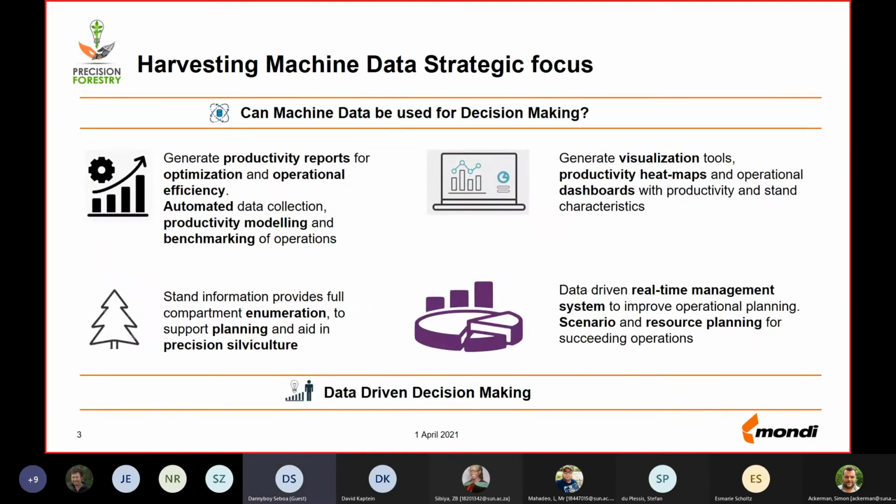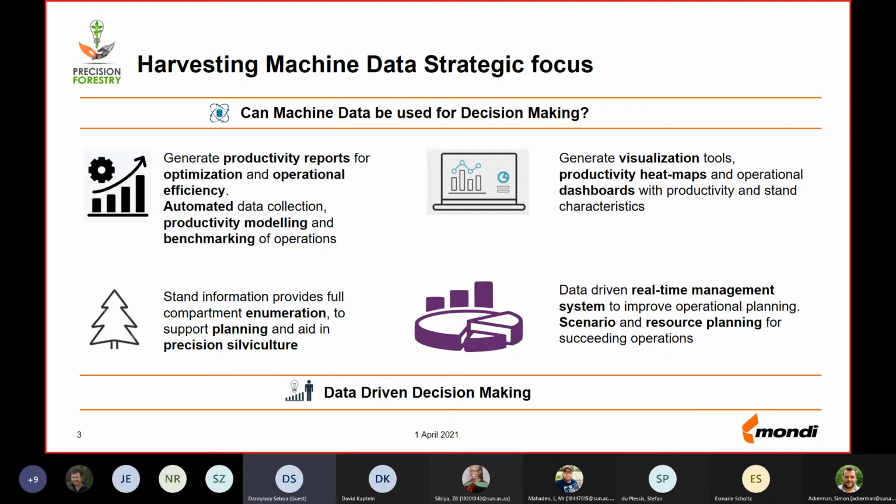So now the question is, what can we actually use harvesting machine data for? What we know so far is that machine data can be used to generate productivity reports for optimization and operational efficiency. It also provides us with automated data collection for productivity modeling and for benchmarking operations. We also get stand information, which provides us with a full compartment enumeration, which in turn supports planning and aids in precision silviculture. So all of this information can be used to generate visualization tools for productivity heat maps and operational dashboards with productivity and stand characteristics.